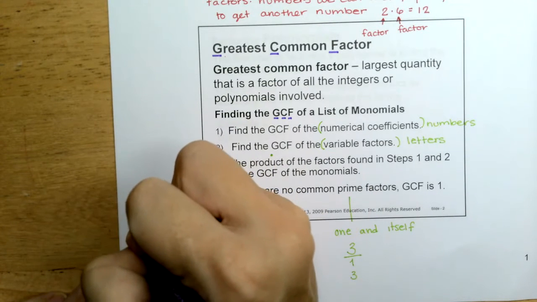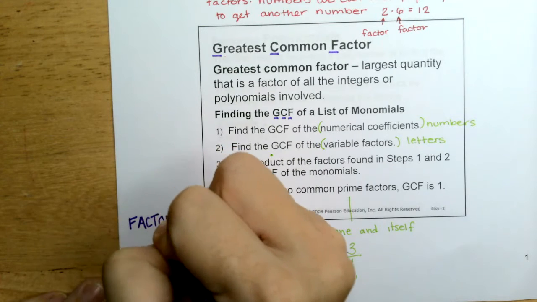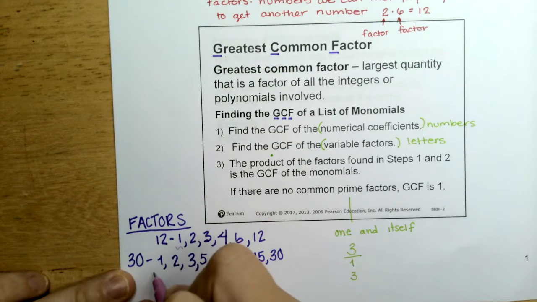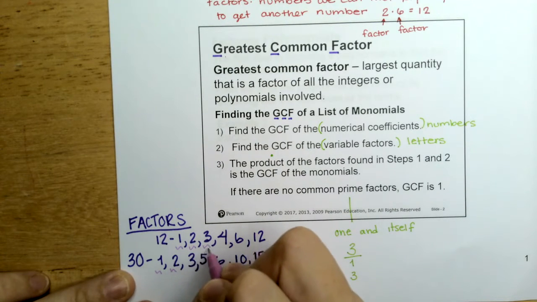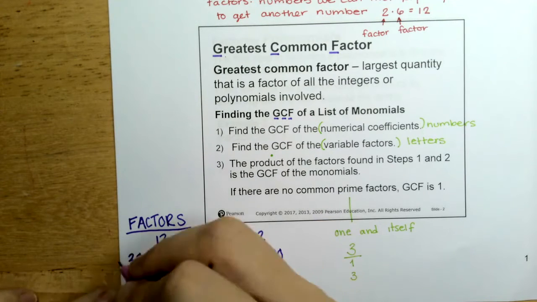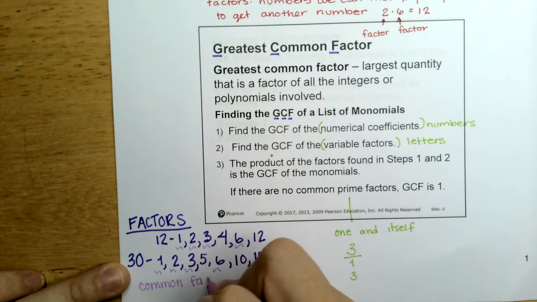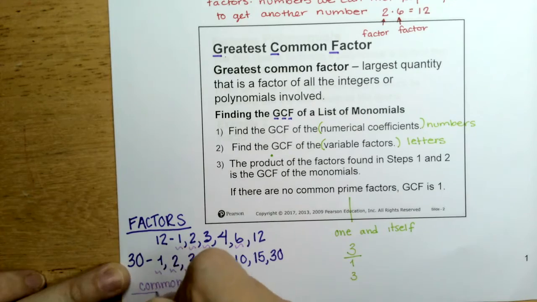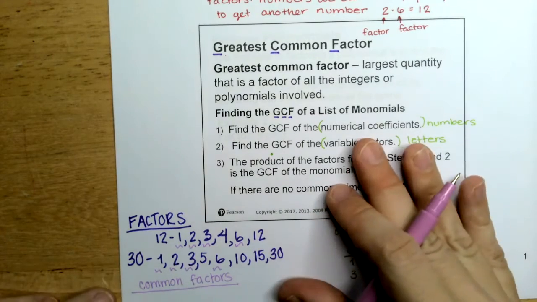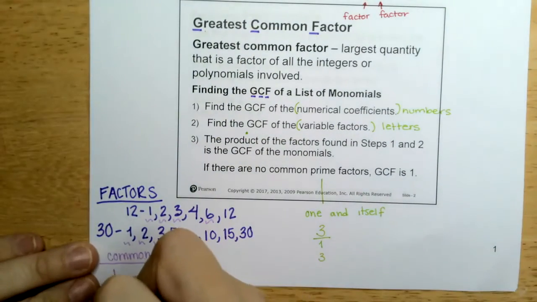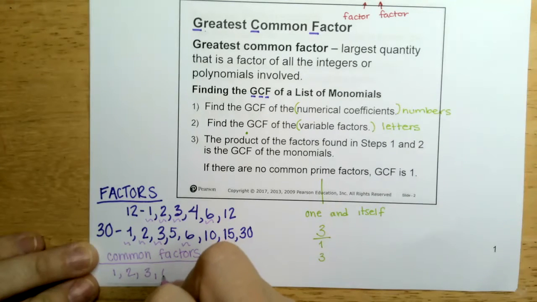Here are the factors in purple. All the factors of 12 and 30. Then I'm going to narrow it down and I'm going to say 1, 2, 3, and 6 are the common factors. So the common factors of 12 and 30 are 1, 2, 3, and 6.